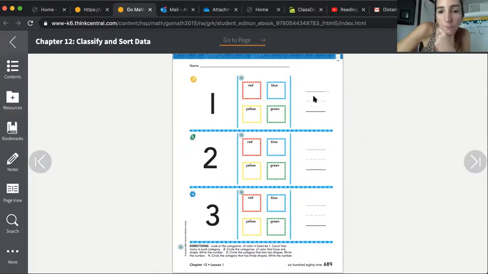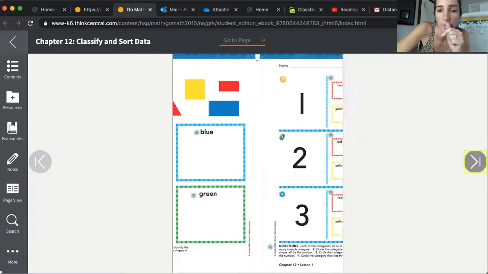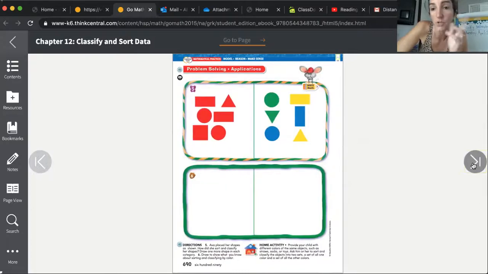Okay, write the number 1. There's only one category that has one shape. Then you go to 2. Which one has 2 shapes? You go back and you look. 2 blue ones. I think that's the only one that has 2. So you go back here, you circle blue, and that's only one category. Okay. So if you're liking the textbook, you could use that. If you prefer to do it in the book, use your book if you have it. Most of you have the book at home.